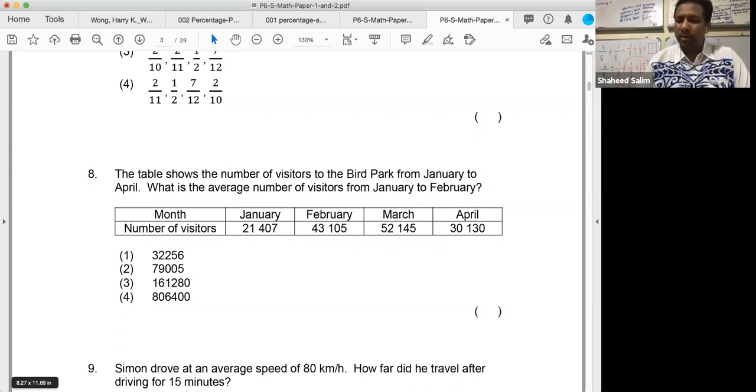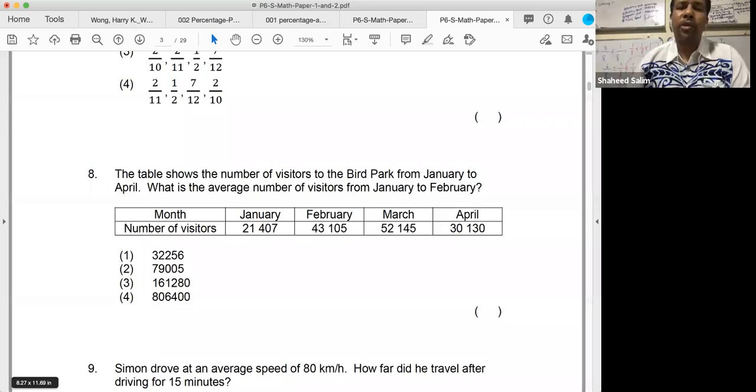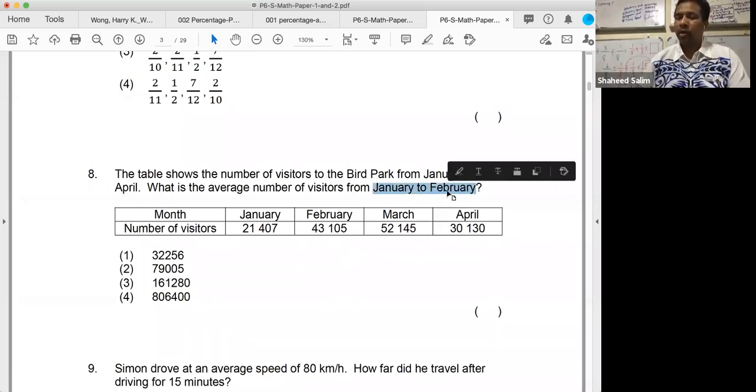43105 plus 52145 plus 3013 divided by 4. I think there's a mistake. You use your calculator? I use. Oh no, they say from January to February only, the average, not all of them. See, even I make mistakes.